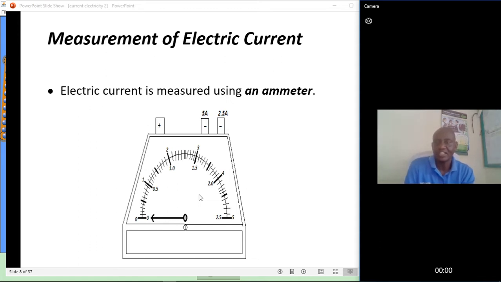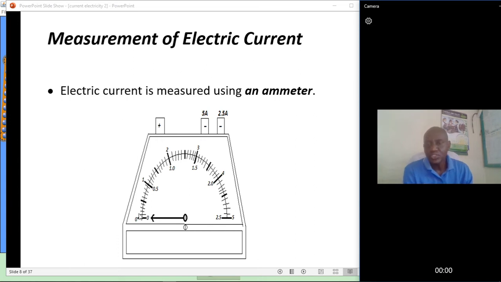Measurement of electric current. To measure current, we use an ammeter. This is a sample of the ammeter we have in our labs. We have one terminal written 2.5 amperes, another written 5 amperes, and then a positive terminal on the other side. This 5 represents the outer scale: 1, 2, 3, 4, 5. So whenever you have connected a wire against this 5 ampere terminal, then because the graduation is on the same line, you know that you are using the outer scale.